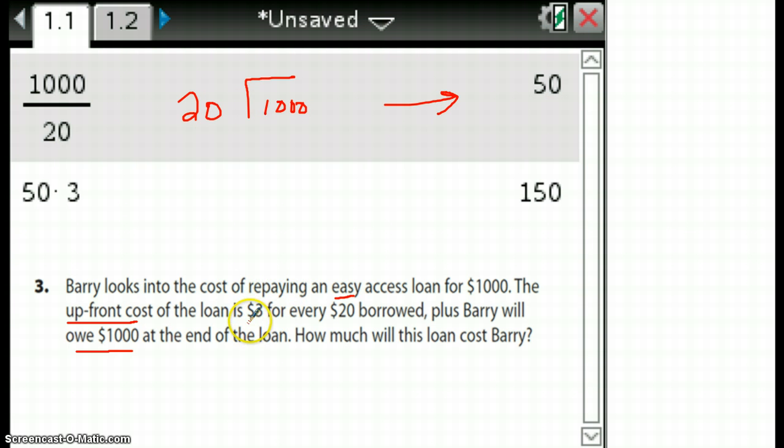He says each $20 costs $3. So I would multiply 50 times 3, and it will cost me $150 to borrow that $1,000. So how much would it cost me? Right here, $150. Pretty expensive. Okay.